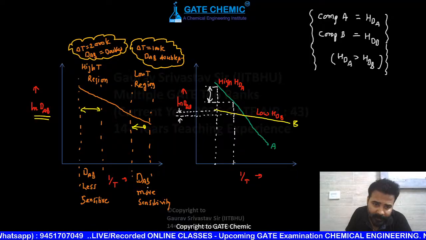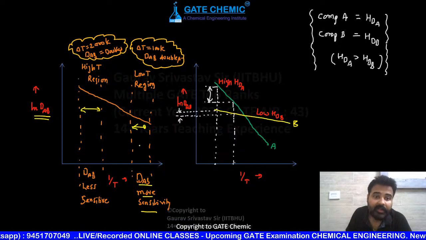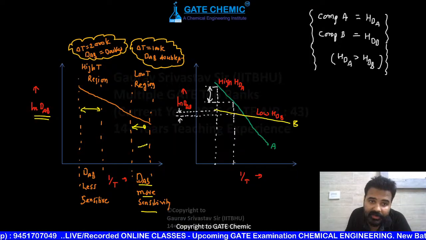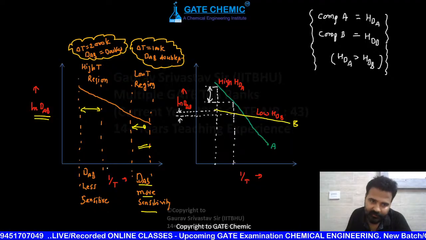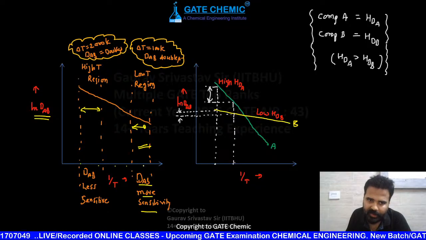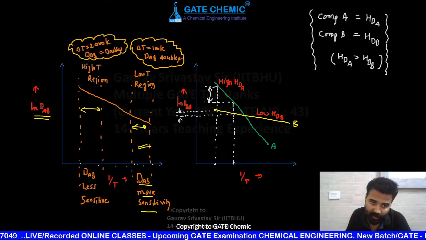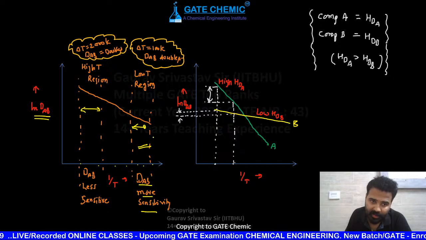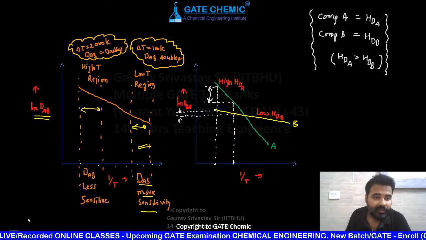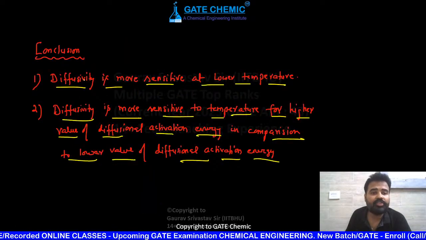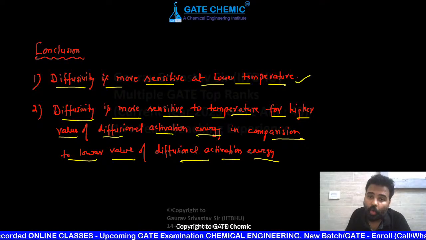Okay, so diffusivity is more sensitive where? At lower temperature. This is the low temperature region, because this is 1 by T. If only T, then this is low, this is high, high, high, high. But 1 by T, so low, high, high, high, high, in this manner. So low temperature region, high temperature region. After studying, one more conclusion is that diffusivity is more sensitive at lower temperature.